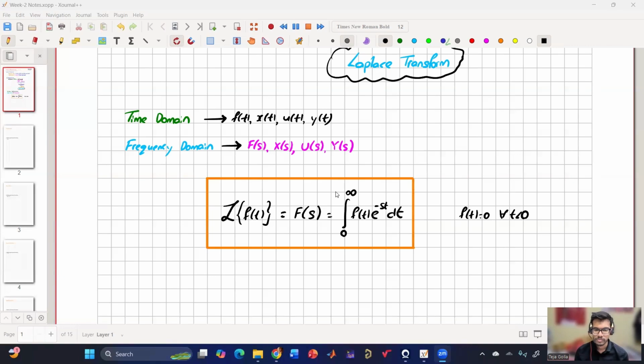Yeah, but why till infinity? What does it mean, sir? Integration from 0 to infinity, so infinity means? Actually, we are integrating that function of t from 0 to infinity, and then we are converting it into the frequency domain, which is the S domain.